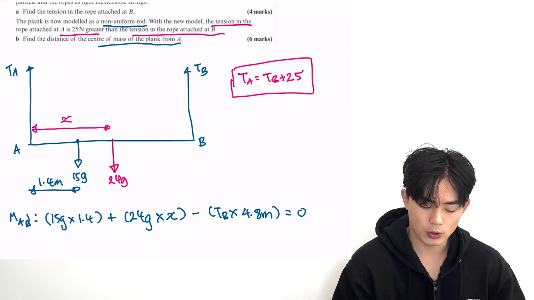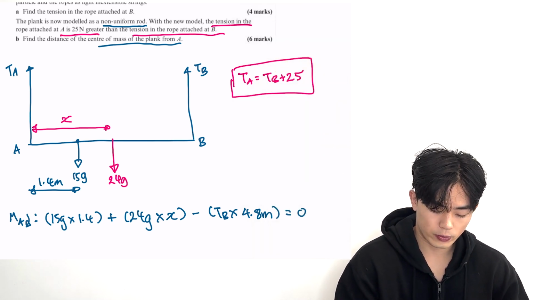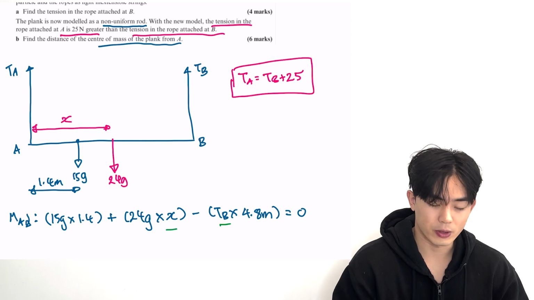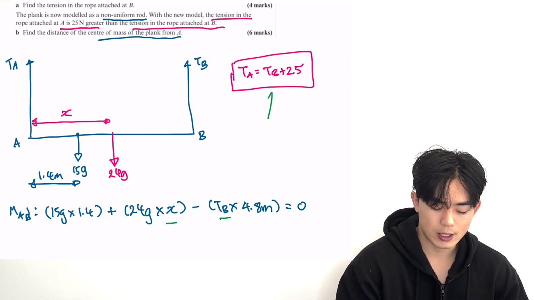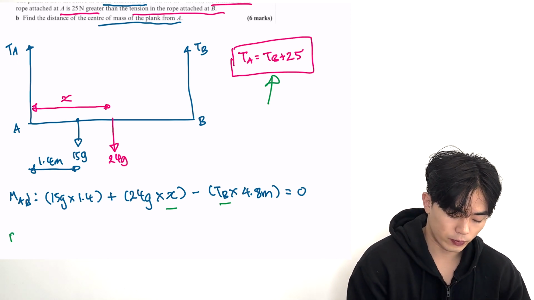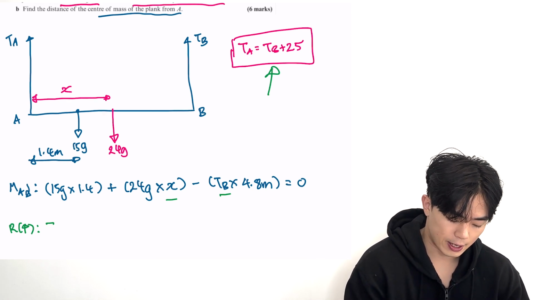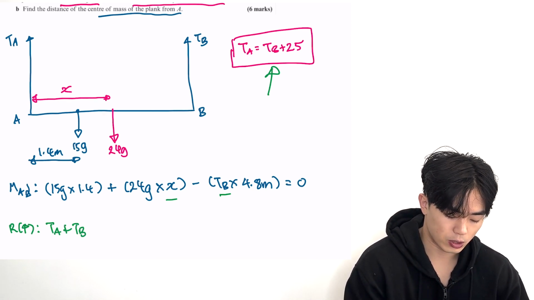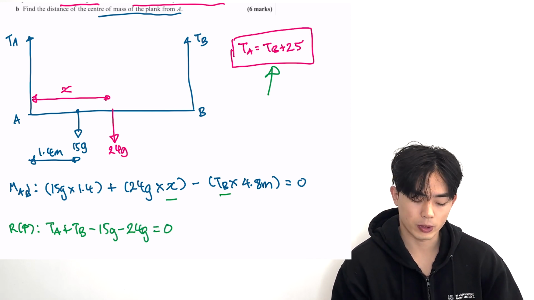As you can see, there are two unknowns. There's this TB unknown here, and there's also this x value unknown here. So we need to find one of these values first in order to find the x value. Luckily, we're given that TA is equal to TB plus 25. So what we can do now is resolve vertically. So if we were to resolve in a vertical direction, we'll have TA upwards plus TB upwards minus the 15g downwards minus the 24g downwards as well. And that's equal to 0 because it's still in equilibrium.